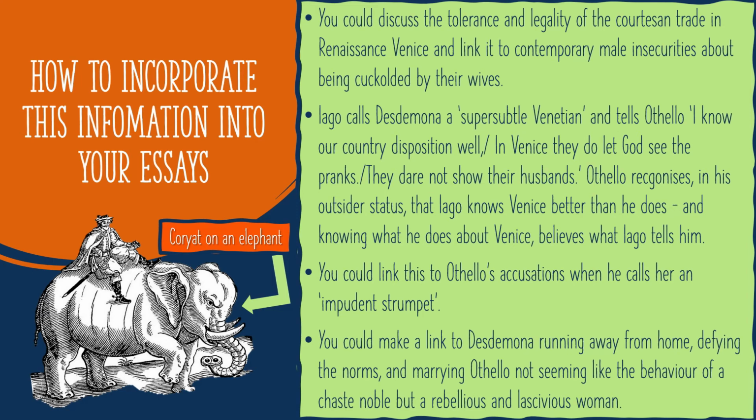You could also make a link, of course, to Desdemona running away from home. She defies the norms. And marrying Othello doesn't seem like the behaviour of a chaste, noble girl, but instead a rebellious and lascivious woman. Remember, she defies the norms, the cultures, the practices of the time. Especially for a woman of her standing, she defies and disobeys her father. And even at the beginning, when she is confronted by the senator himself, is it the senator? Whoever it is himself, she defends her perspective and her marriage to Othello, even in the face of her father. She does so really well.